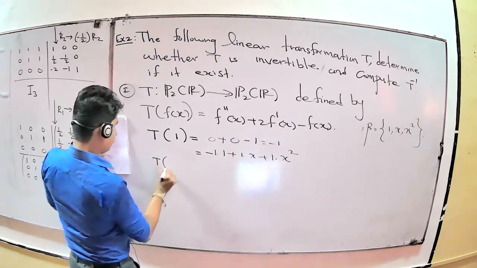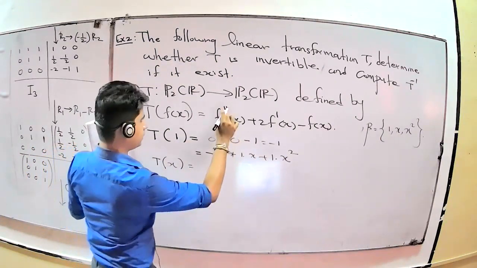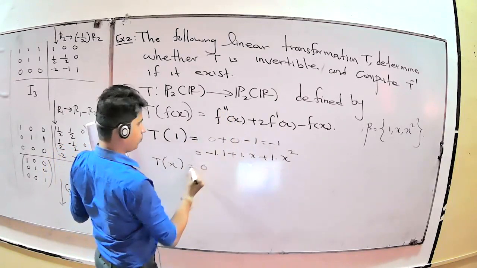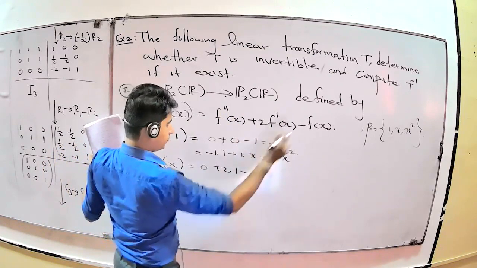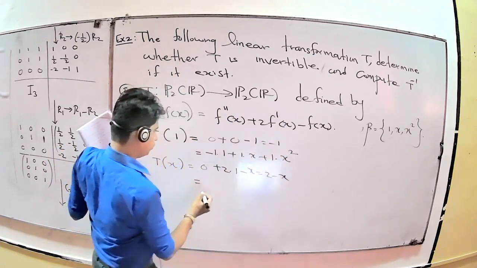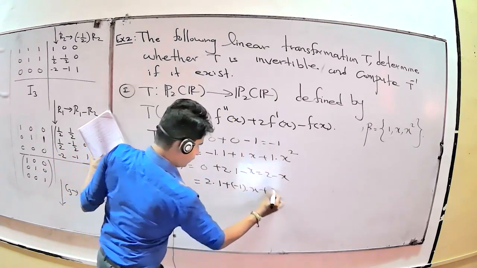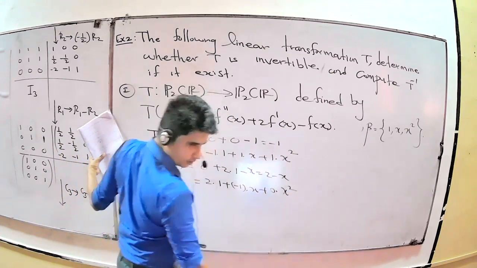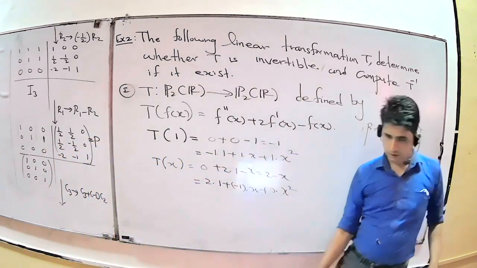Similarly, for the next part, T of x: the double dash, the second derivative, is 0, the first derivative is 1, so 2 into 1, minus f of x which is x, therefore you get 2 minus x. You can write 2 minus x as 2 into 1, minus 1 times x, 0 into x squared. Is it okay?